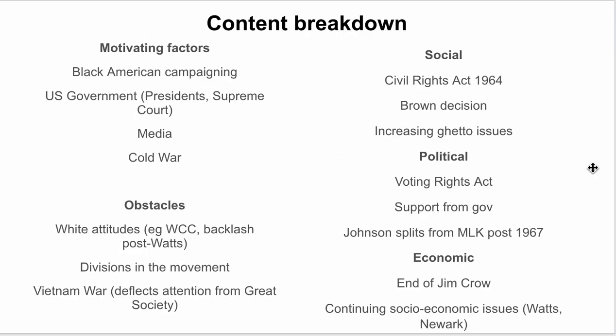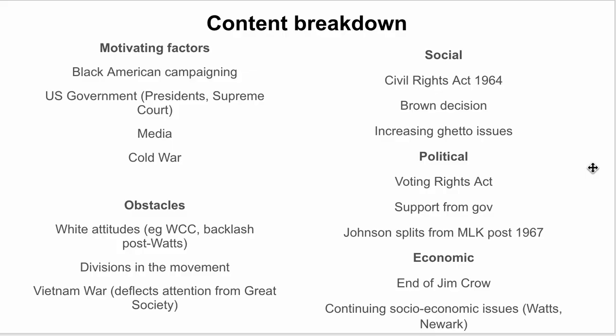Okay, moving on to the content breakdown. There's many ways you could address this because there's quite a lot to this topic. But if we start with motivating factors, what are the things that are driving positive change here? So obviously we've got the movement, the civil rights movement, we've got Black American campaigning. You could break that down into groups.